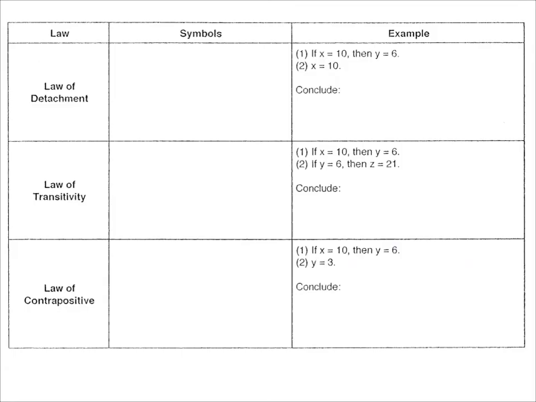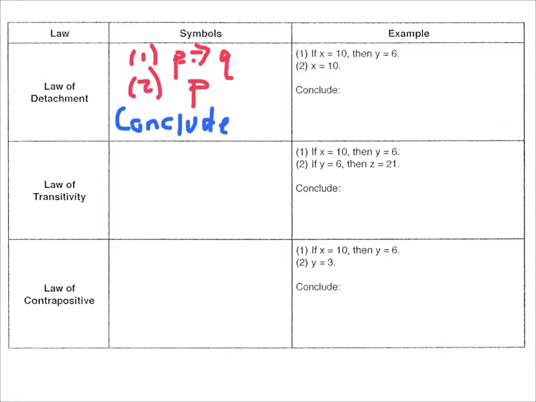I am recording it. The law of detachment. The symbols for the law of detachment are what I already had up there. It's going to look like if P, then Q. The second statement is just going to be P. It will just restate the if part. What can you conclude? Q. Okay, so you can conclude Q.